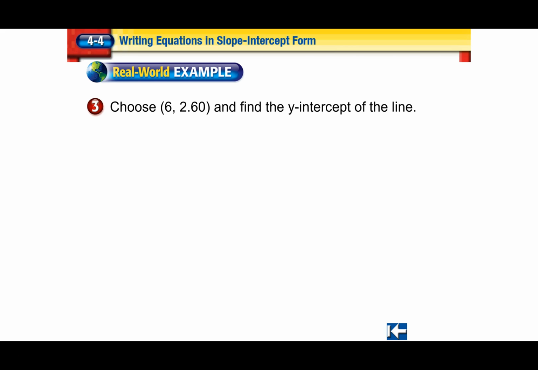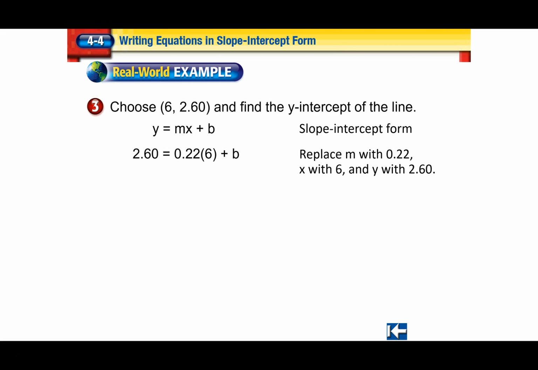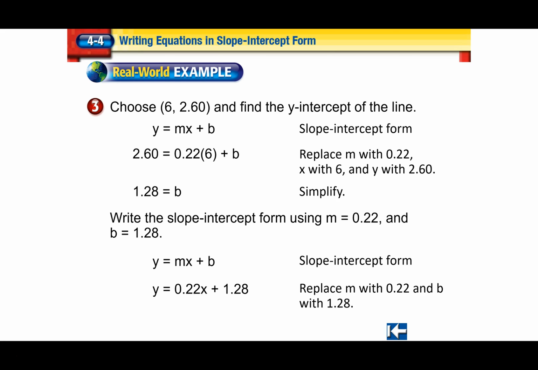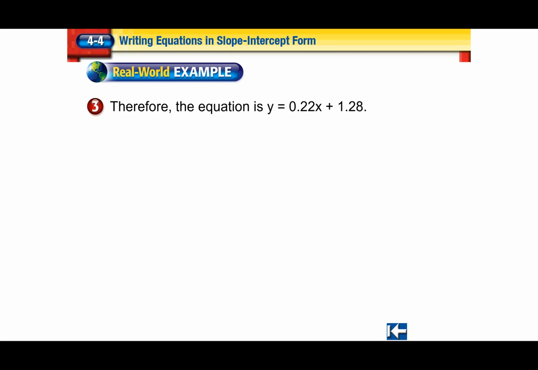Keep going. So we choose a point, it doesn't matter which one, to find the y-intercept of the line. So we take our slope-intercept form, we replace our slope with whatever we just found. We put x in for x and y in for y. Again, it doesn't matter which of the two points. Simplify, multiply that, subtract it to the other side, and it comes out to 1.28. So we write that in slope-intercept form, punching the numbers in, and it comes out with that equation. So that would be my linear equation for the price of gasoline.